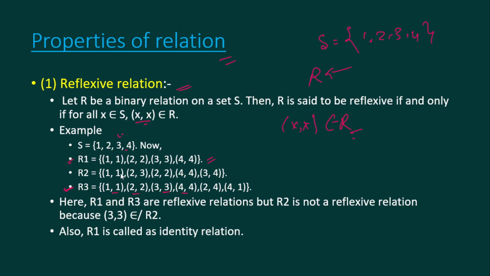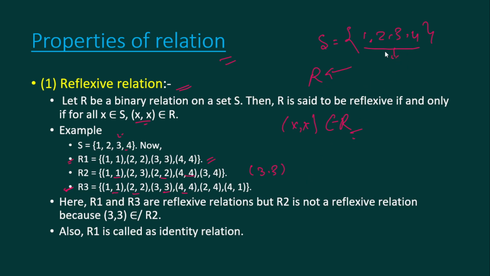Now see this: here (1, 1) is present, (2, 2) is present, (4, 4) is present, but (3, 3) is not present. But the requirement of a reflexive relation is that every element of this set S should have a relation with itself.